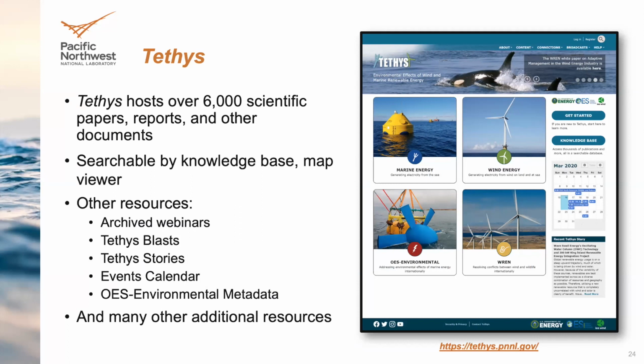TETHIS is our online knowledge management system developed and maintained at Pacific Northwest National Lab. It is aimed at using resources to understand environmental effects of marine energy and also wind energy. There's over 6,000 scientific papers, reports, and other documents, which you can search either by a knowledge base, think of like a database, you can filter and keyword search. It's also visible on a map viewer, which is a geographic look at where these studies and projects and so on are located.